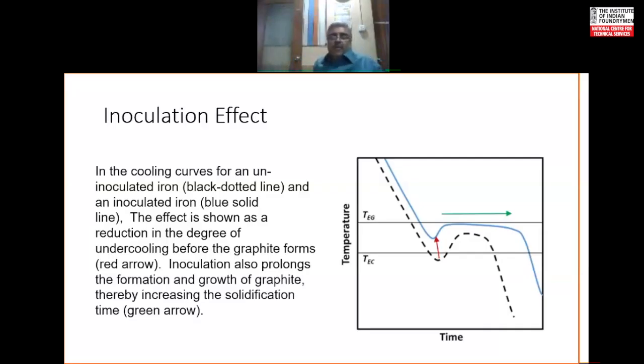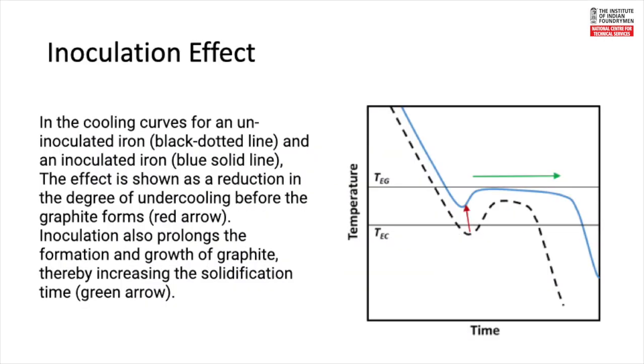Now, this particular undercooling, which is shown here by this red arrow, for cast irons can mean the difference of whether you will get graphite or you may get cementite. Because the top line there is for the graphite eutectic, EG, while the bottom line is for the cementite eutectic. When we saw the iron carbon diagram earlier, we had discussed this.